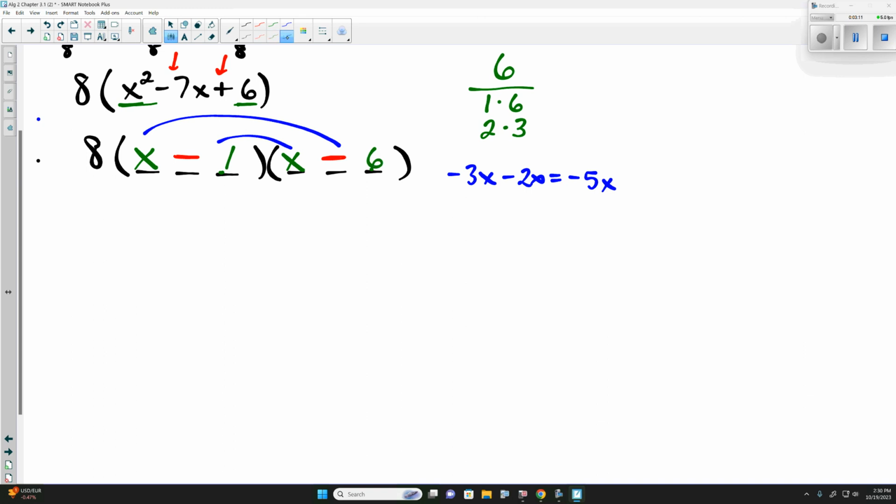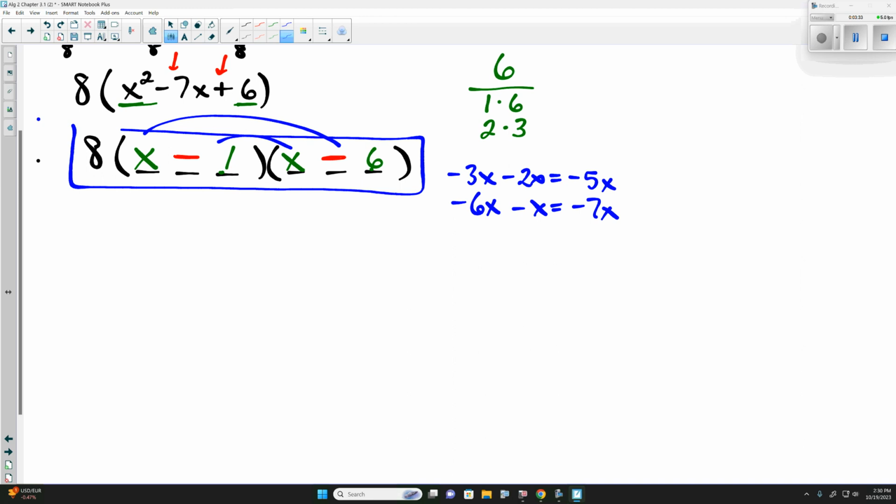And if we do this with 1 and 6, x times negative 6 would be negative 6x. Negative 1 times x is negative x. Negative 6x minus x is negative 7x. Is that the middle term we wanted? So this would be completely factored.